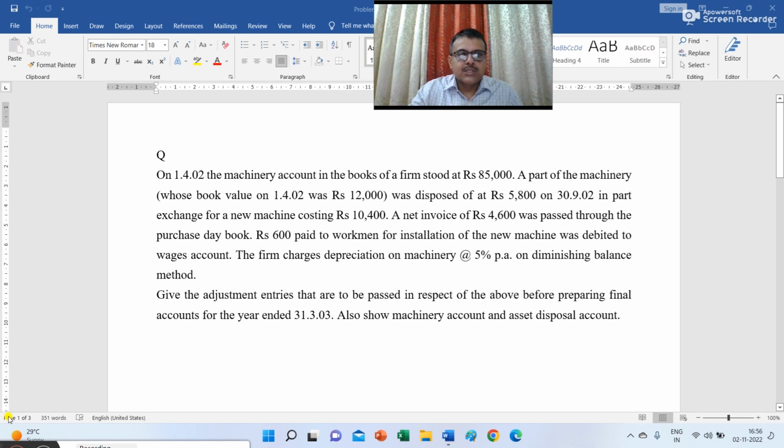The firm charges depreciation on machinery at the rate of 5% per annum on diminishing balance method. Give the adjustment entries that are to be passed in respect of the above before preparing final account for the year ended 31st March 2003. Also show machinery account and asset disposal account.